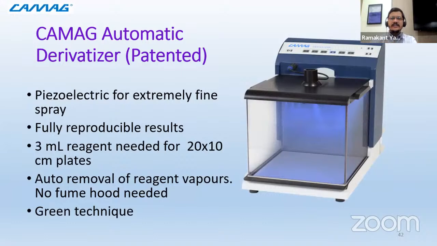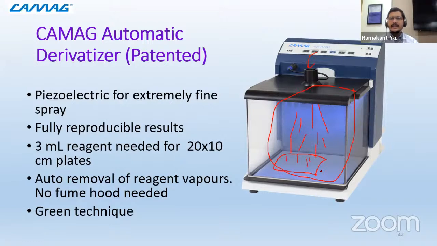Then after detection, if some molecules are not absorbing light, how do we detect those molecules? We can derivatize the plate by using the CAMAG Derivatizer. It will generate an extremely fine mist of your derivatizing reagent. You just need 2 milliliters of reagent, pour it in the nozzle, and it will generate a very fine mist of that derivatizing reagent. Keep your plate here on the stage of the CAMAG Derivatizer. There is a hood. In this hood, the very fine mist will fall onto the plate and uniformly derivatize the plate, settling down onto the plate.